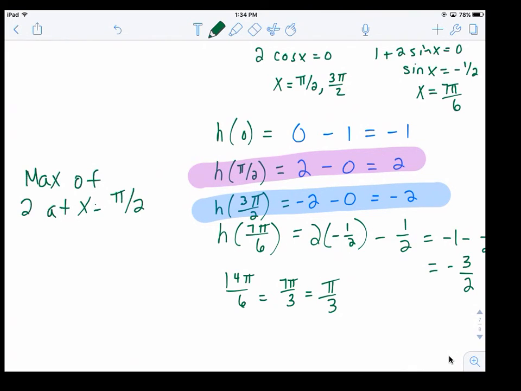You'll mostly see this probably on a multiple choice question, this kind of question.